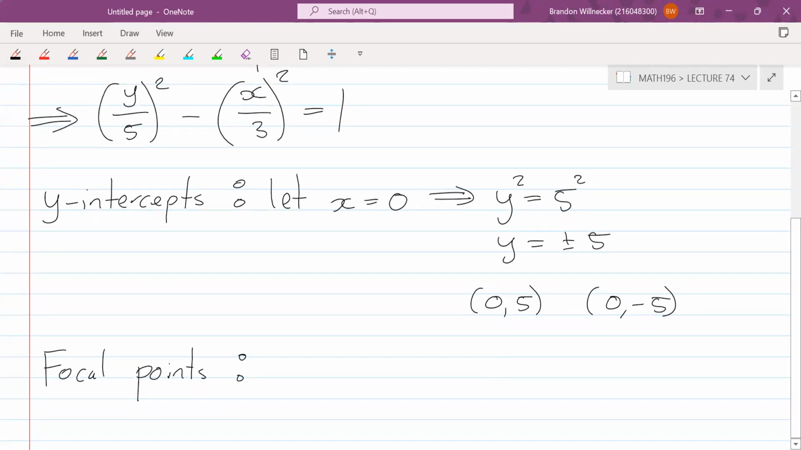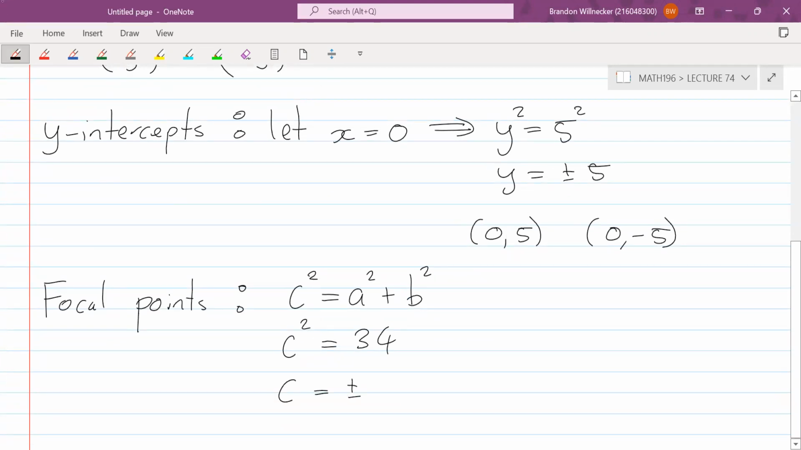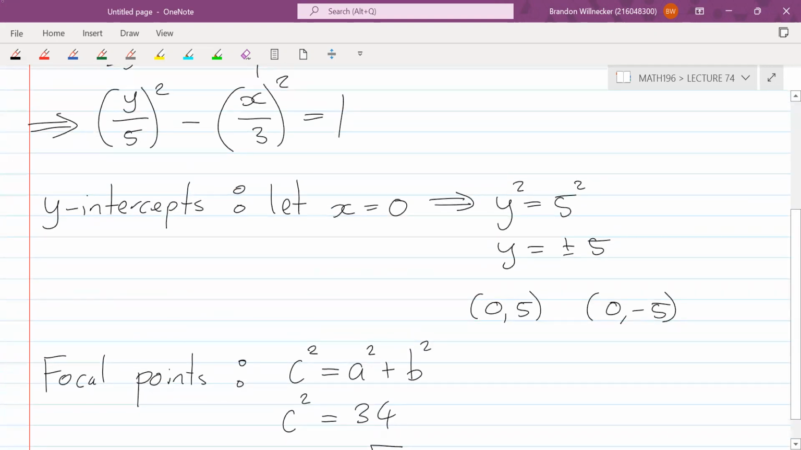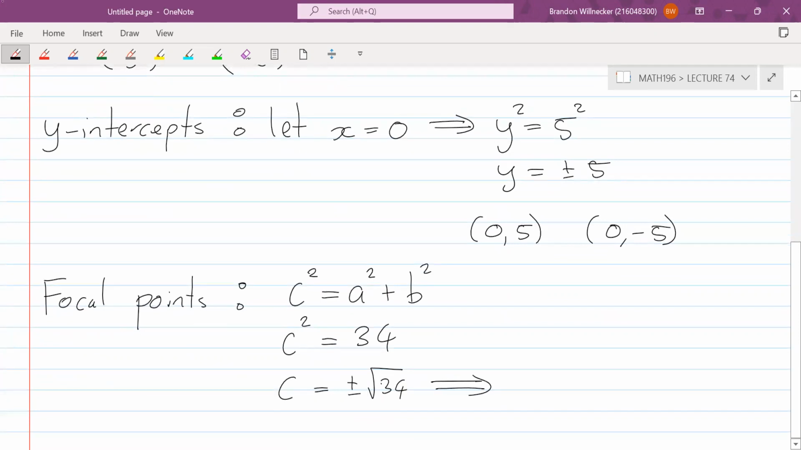Okay, so remember how we found the focal points. We have that equation c squared is equal to a squared plus b squared. We know the value of a and b now, so that's going to be c squared is equal to 34. We just add those two together. So c is equal to plus or minus root 34. And since we already know the orientation of this hyperbola, we know that these focal points must lie on the y-axis. So our two focal points are going to be (0, root 34) and the other one (0, minus root 34). Similar to the y-intercepts, they're along the y-axis.